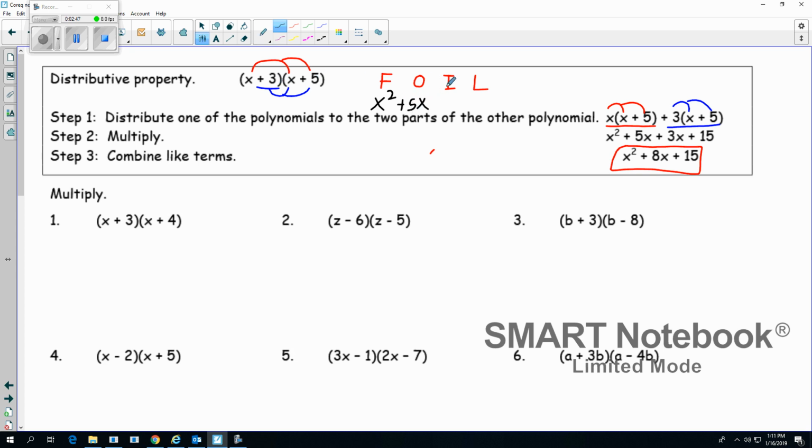And then the I stands for the inner terms. So we had the outer terms, now we have the inner terms. 3 times x is 3x. And then L stands for the last terms in each binomial. So then 3 times 5, and that's positive 15, so we put 15 right there.